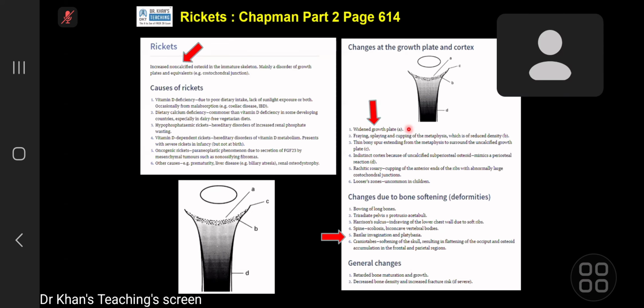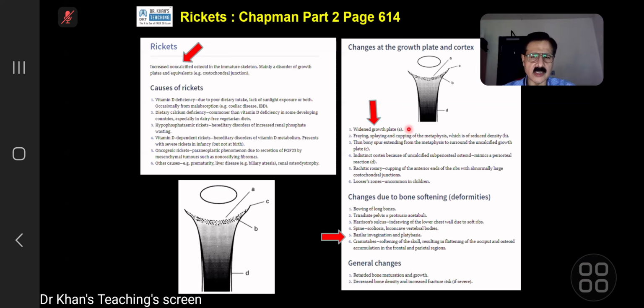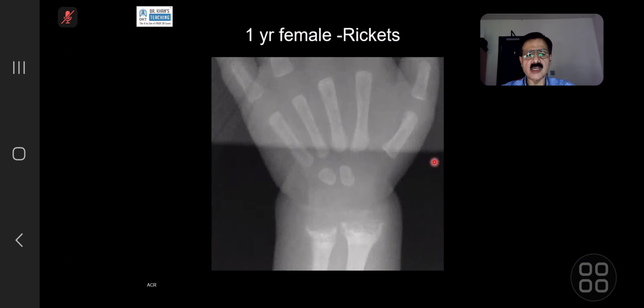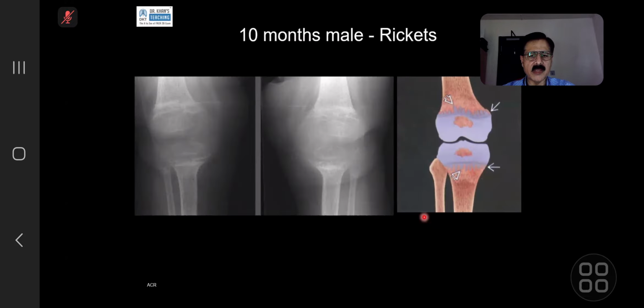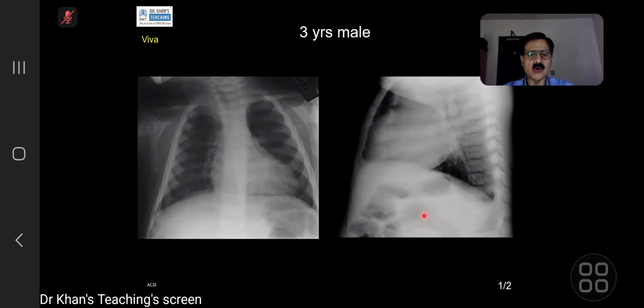I do show you films about it, but that is in the congenital one. So this is a bit of theory. Another example here where there is cupping. And now candidate three, what is your finding here?